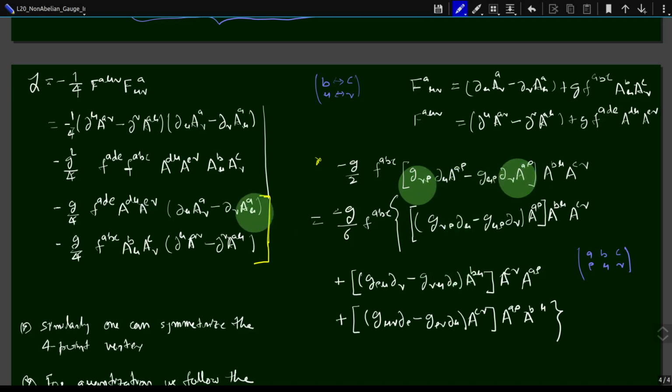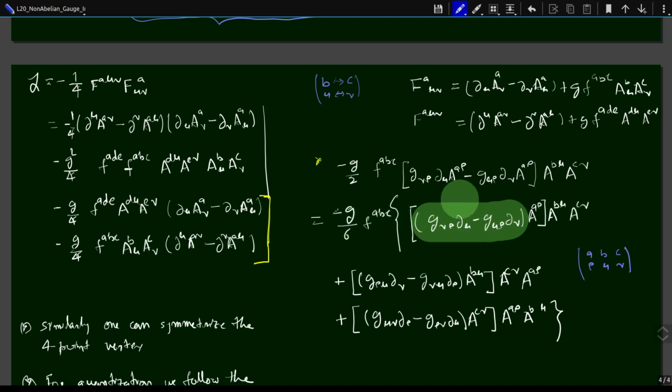In the second term, the derivative of A mu a is there, and so here mu rho will come. Now it is as if this particular operator, g nu rho del mu minus g mu rho del nu, is acting on A mu rho. That is what will give me this piece, times A b mu A c nu, which is here, just keep it above. And mu nu is lower here and mu nu above here.